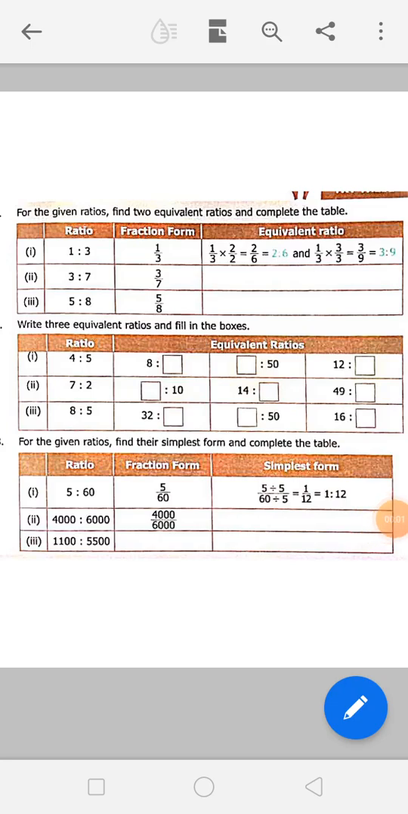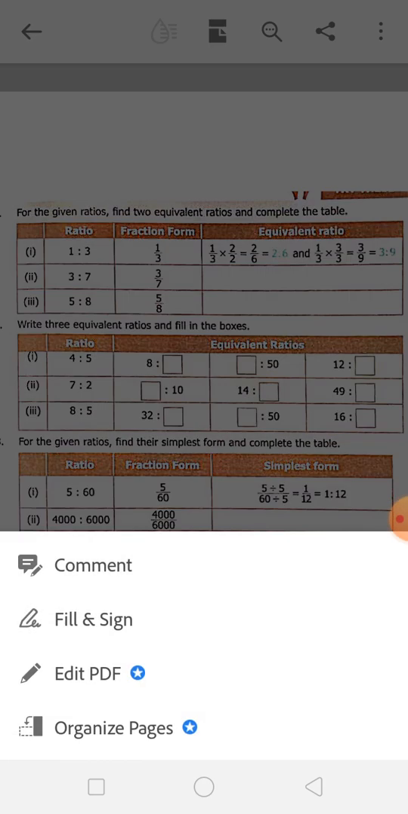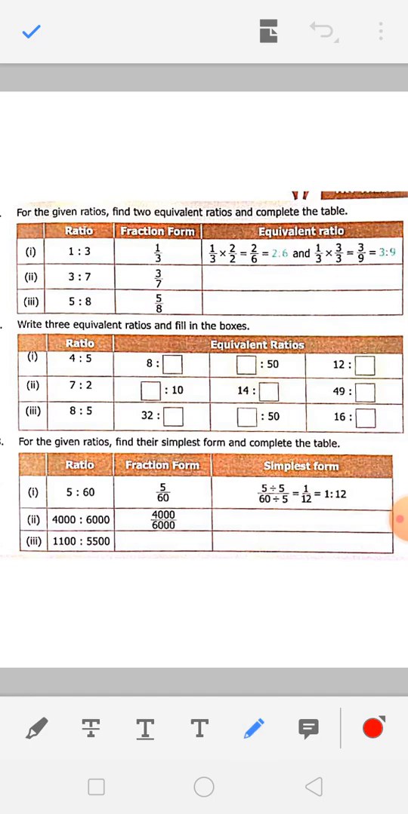For the given ratio, find two equivalent ratios to complete the table. Before going to solve this sum, suppose here 6 divided by 4. Last class I already said that 6 by 4, I can simplify this one.